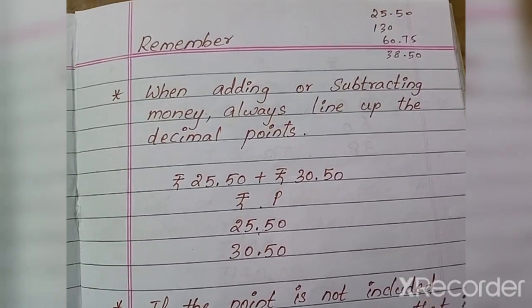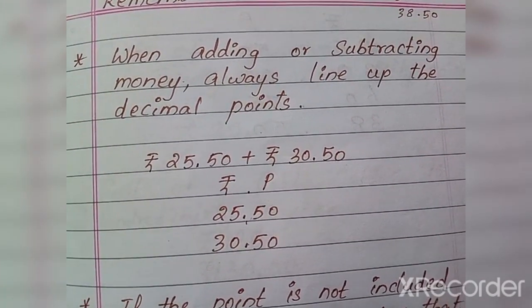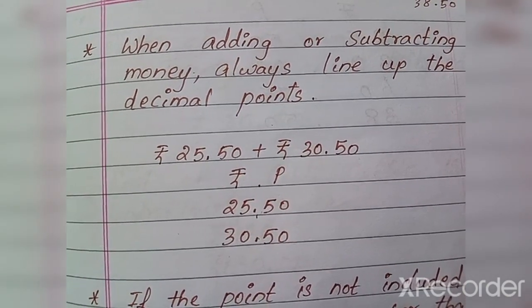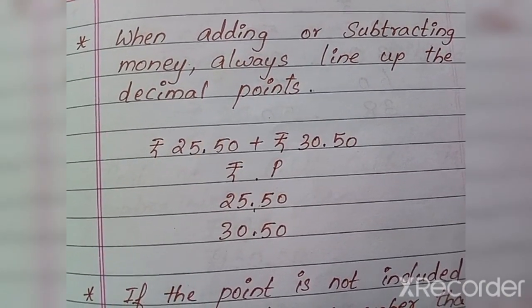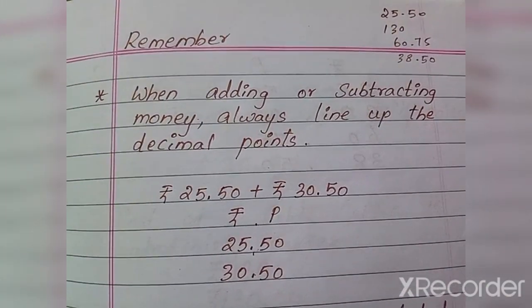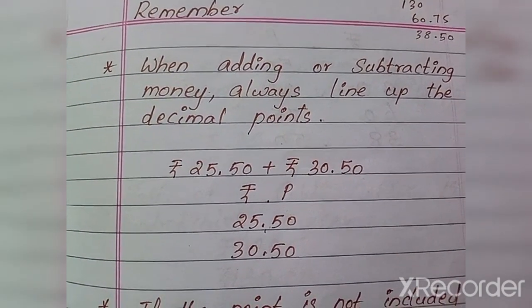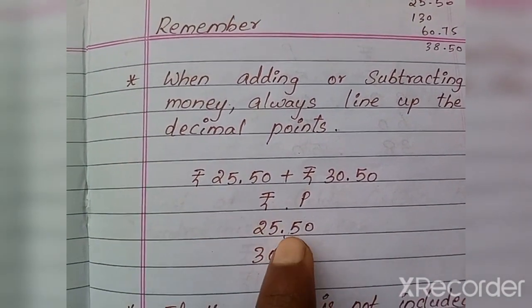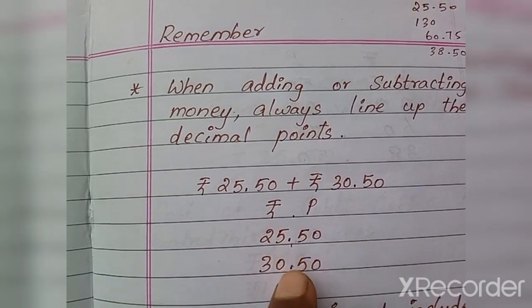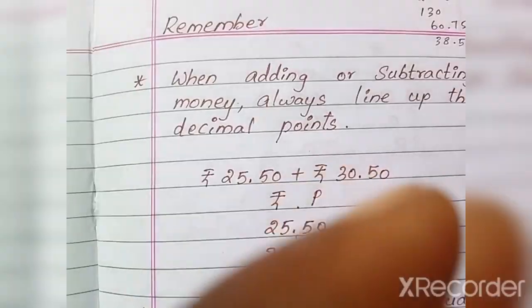Before going to the sum, here are a few points to remember. When adding or subtracting money, always line up the decimal points. That is, we have to take care to place the points one below the other. Here the points are placed one below the other. We have to arrange it one below the other.